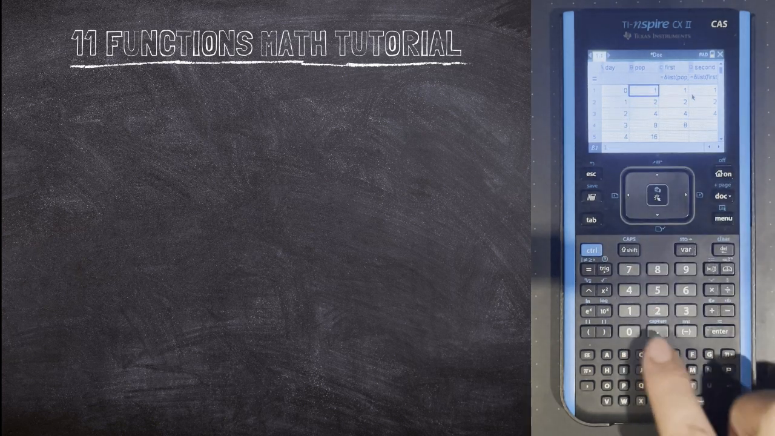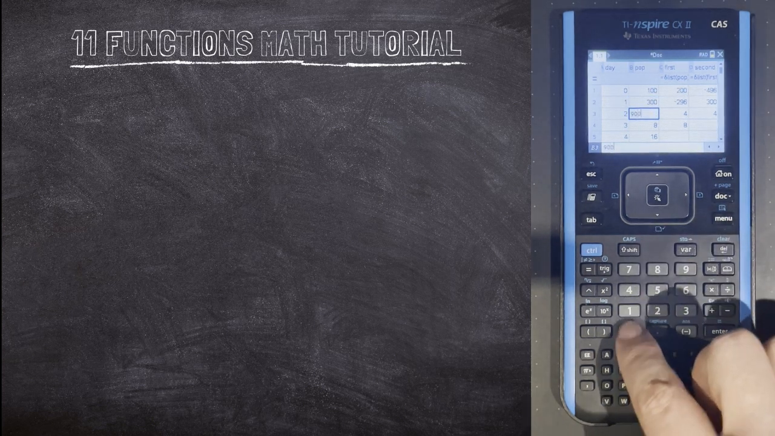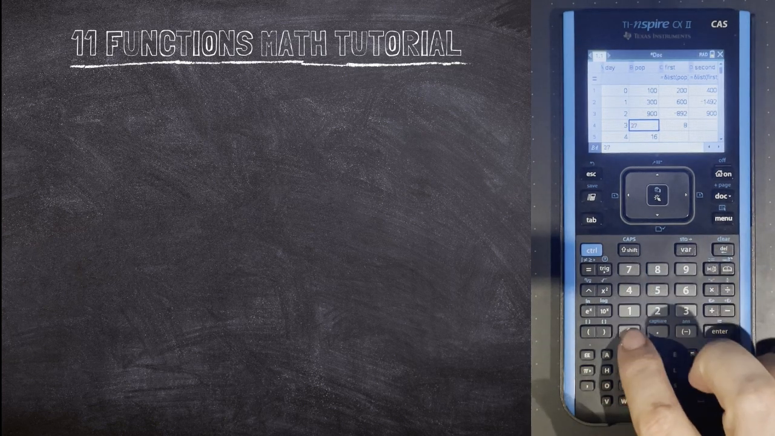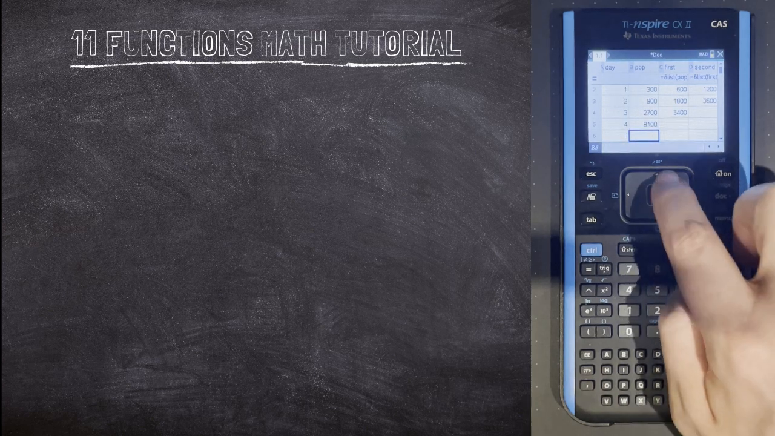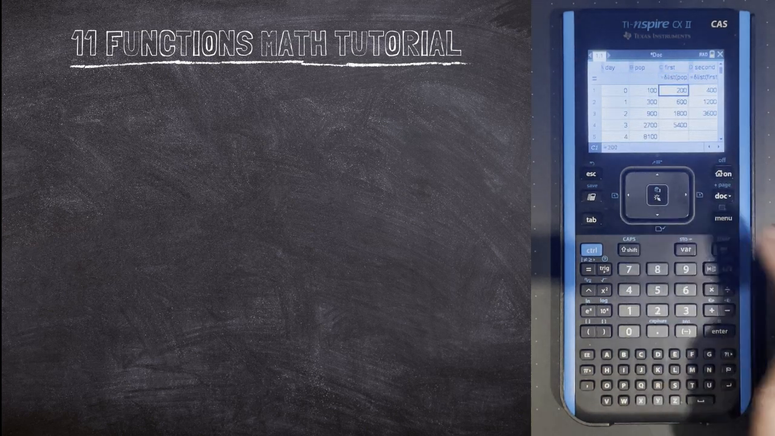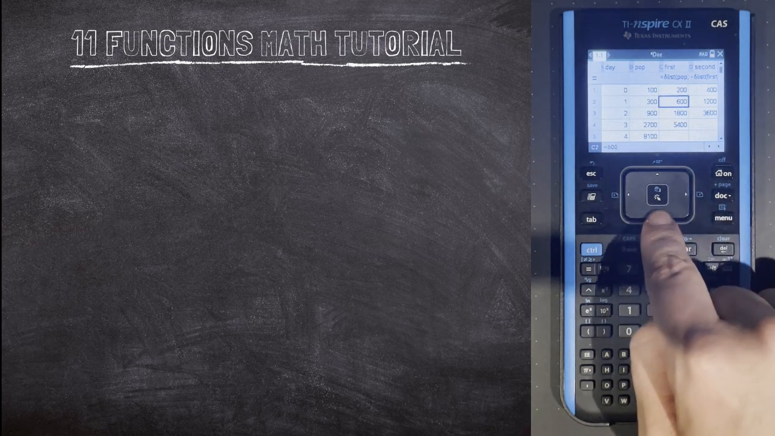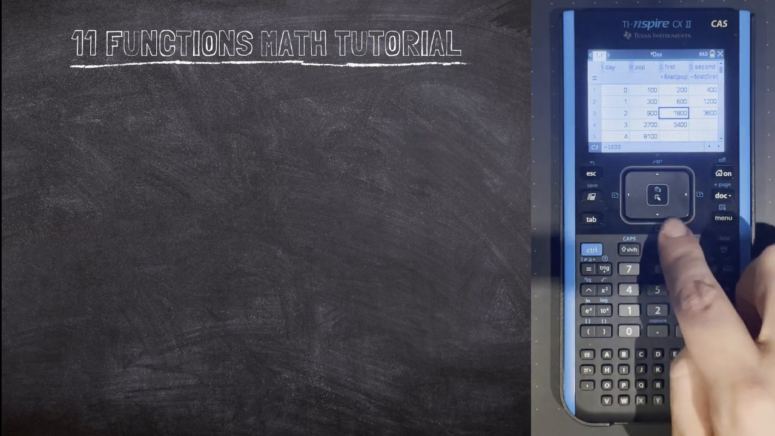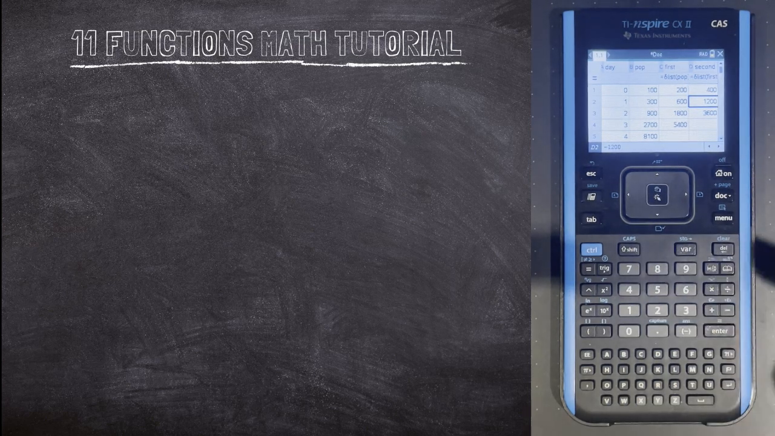What do I mean by that? Well, let's say the population was instead 100, 300, 900, 2700, and 8100. Notice that the first differences increase by a factor of 3. 200 to 600, so multiplied by 3, and then 600 to 1800 multiplied by 3, and so on. The second differences do the same thing. 400 to 1200 multiplied by 3, 1200 to 3600 multiplied by 3. So that's an indication we have an exponential function.